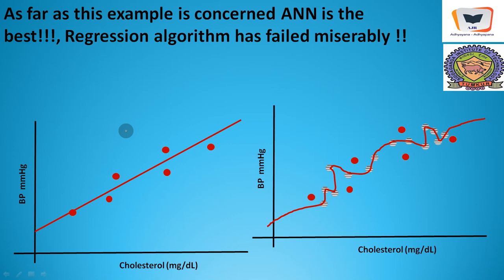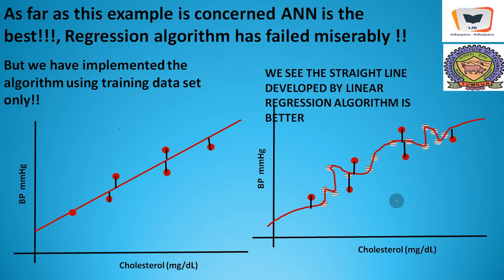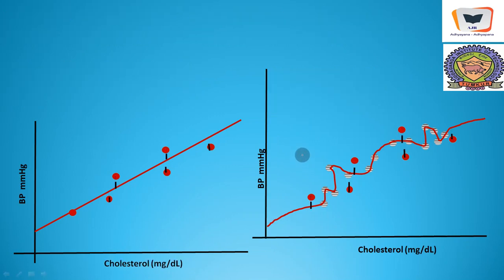The regression algorithm has failed miserably because it showed huge bias, while there was absolutely no bias as far as the ANN algorithm is concerned. But we have implemented the algorithm using the training data set only. This is a very important thing. And if we try both the models with the test data set, that we have kept apart, 30% of the data we have kept apart only to test the models, we find interestingly the linear relationship showing very little error when compared to the non-linear relationship or squiggly line fitted by the ANN model.